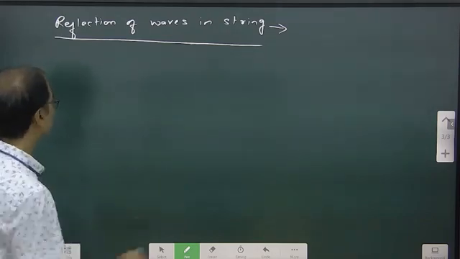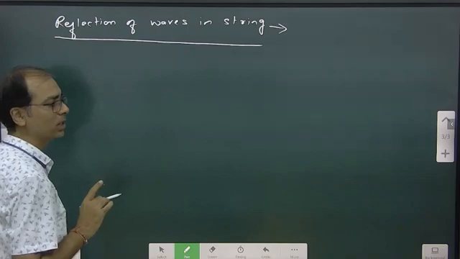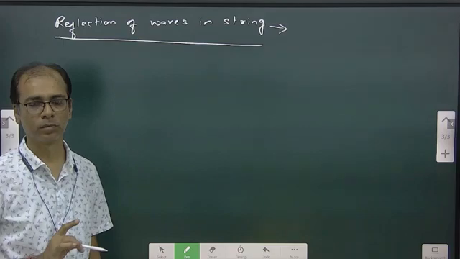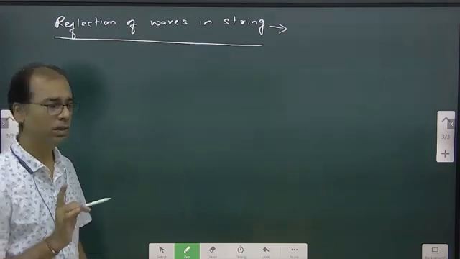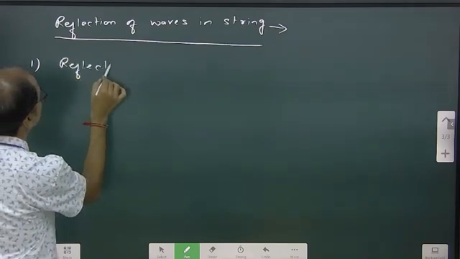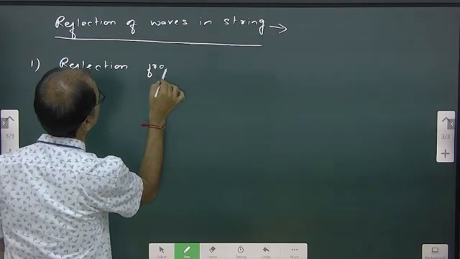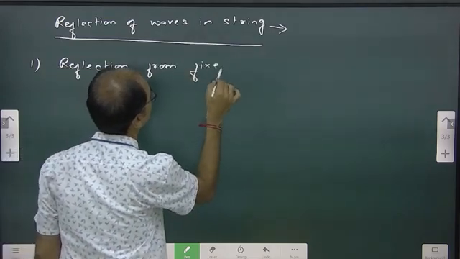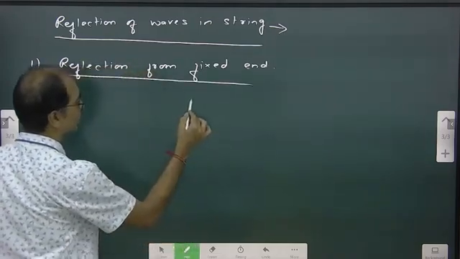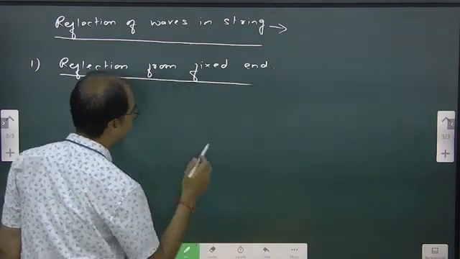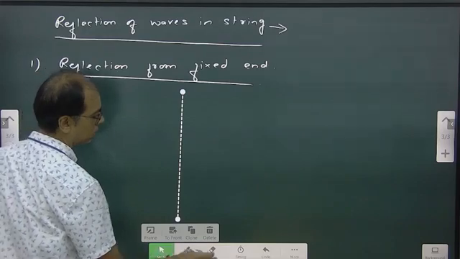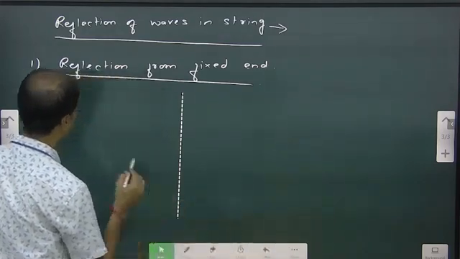So when we talk about reflection, reflection happens from two types of surfaces. Here we are showing first reflection from a fixed end. Now try and see what the fixed end is here. Suppose this is a pole, and on this pole we have one string.